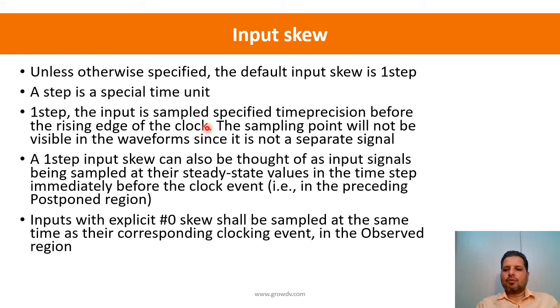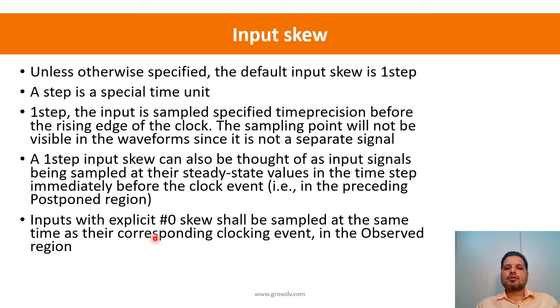And if you really go into the waveforms and look, of course you will not be able to see it, not because of the time precision, but because there is no separate signal within the clocking block which is visible, where we can see the delayed signal. So that's not really visible, but this is how it works. We can also think of one step as the input signal being sampled in its steady state in the time step immediately before the clock event. That's another way to look at it: in the preceding time step's postponed region, you can think of it like that. So that is where your signal is getting sampled.